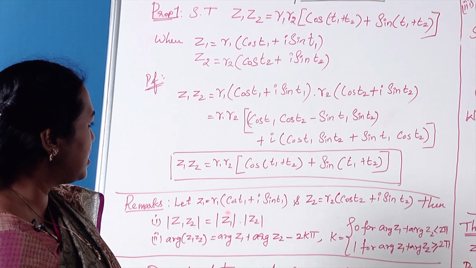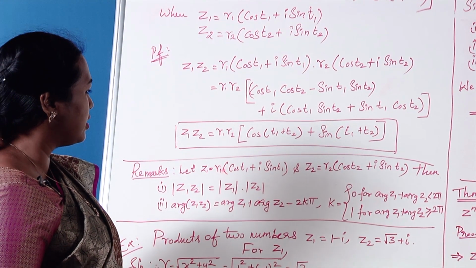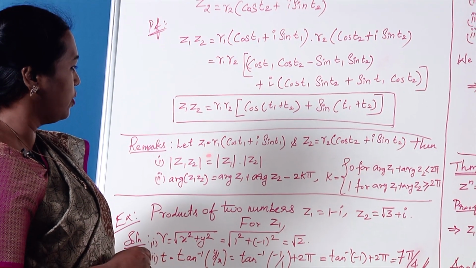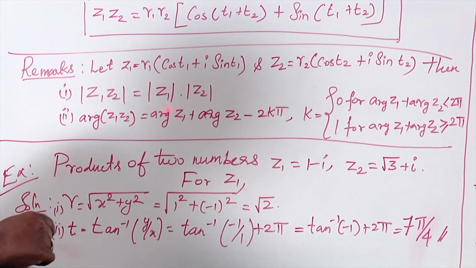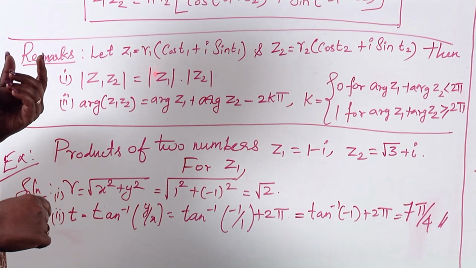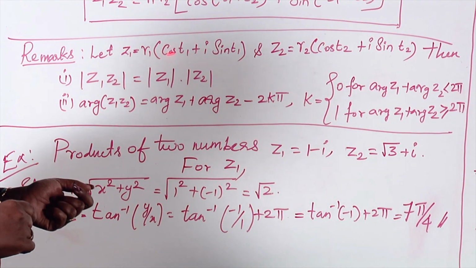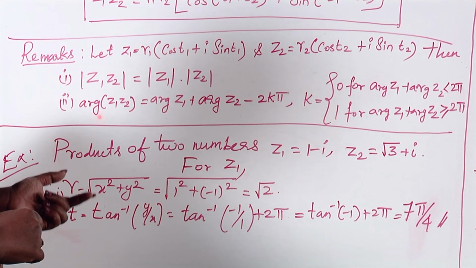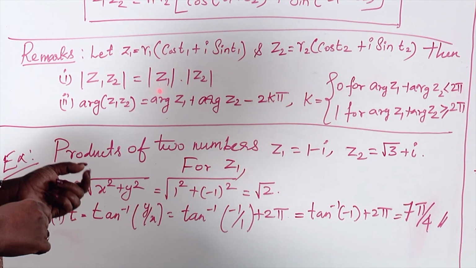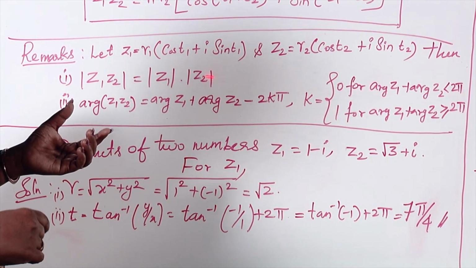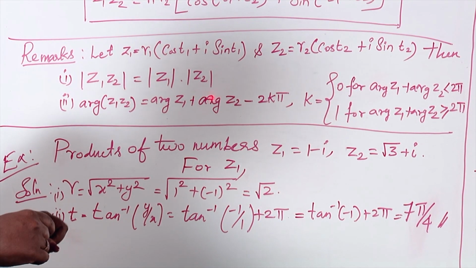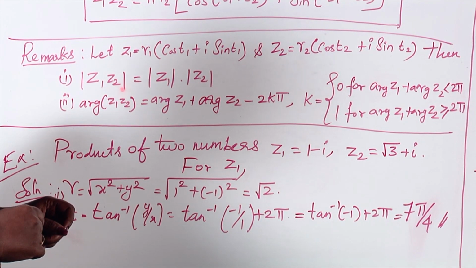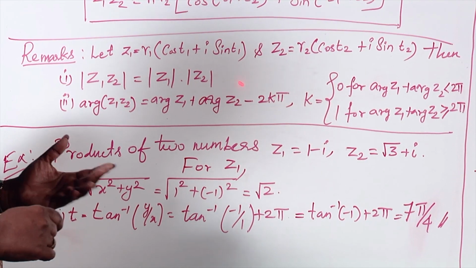Next, the remark is, if I have two terms, say Z1 and Z2, when we find the modulus of Z1 Z2, it is equivalent to the product of the separate moduli. So, the modulus of the product is equal to the product of the two moduli. That is what we can see from this. So, modulus Z1 Z2 is equal to modulus Z1 into modulus Z2.